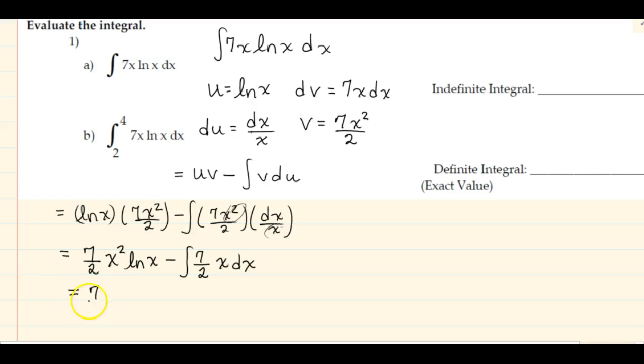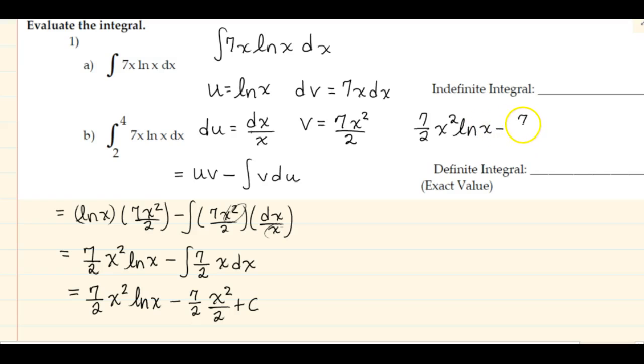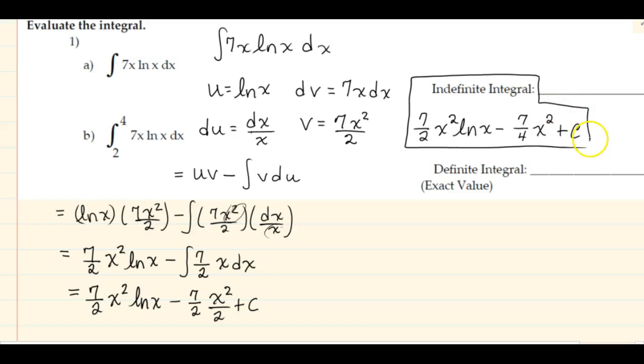Now we're ready to do our integration. So the first half is already done for us. We're going to take out a 7/2. The integration of x dx is x squared over 2. And now we're ready to just simplify that last part. So we're going to find that our indefinite integral will be 7/2 x squared natural log of x minus 7/4 x squared plus c. So that is our indefinite integral.